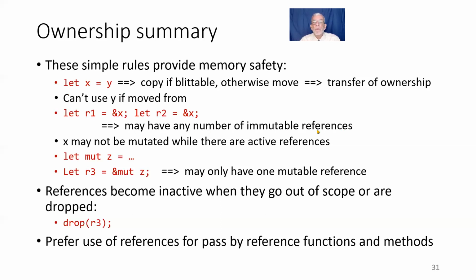May have any number of immutable references. x may not be mutated while there are active references. Now, mutable z, r3 equals mutable z, may only have one mutable reference. References become inactive when they go out of scope or are dropped. I can just call drop on r3, and once I've called drop on r3, I can mutate z again, okay?